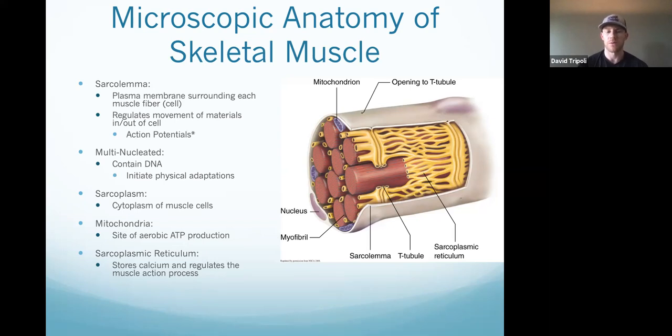And then you have the sarcoplasmic reticulum. These are the yellow tubes right here that carry calcium, and that's going to regulate the muscle contraction process. And again, we'll see that in a second.